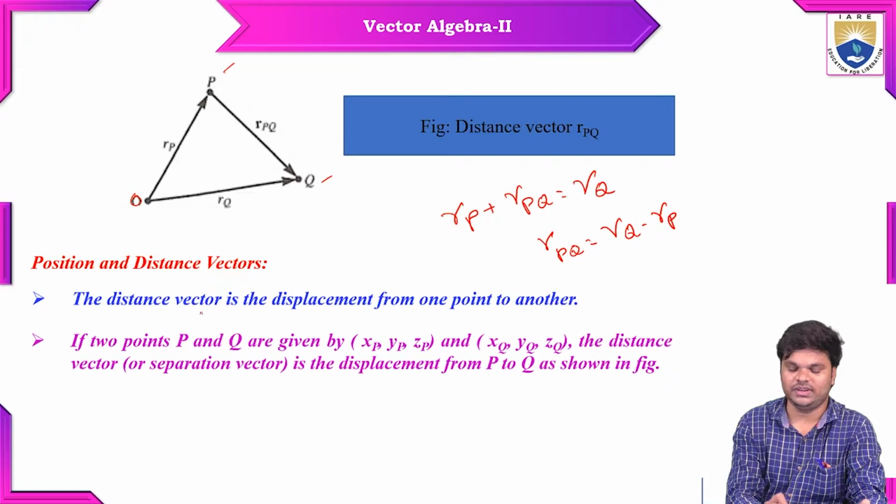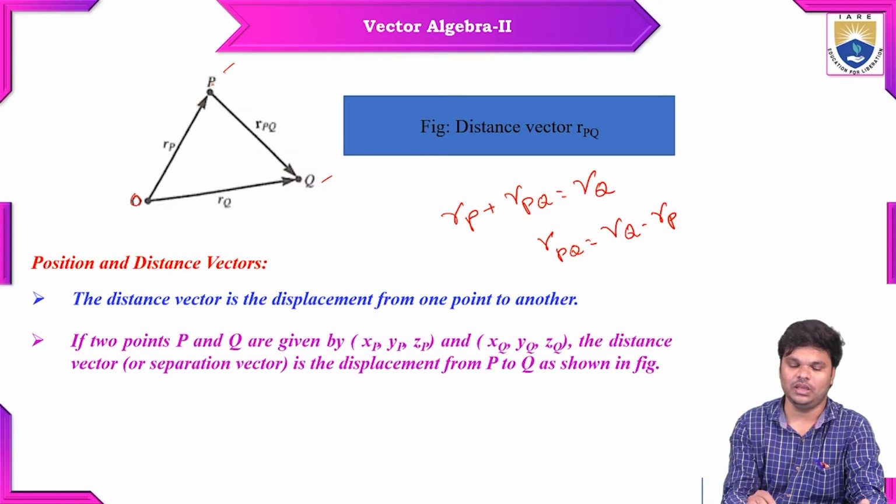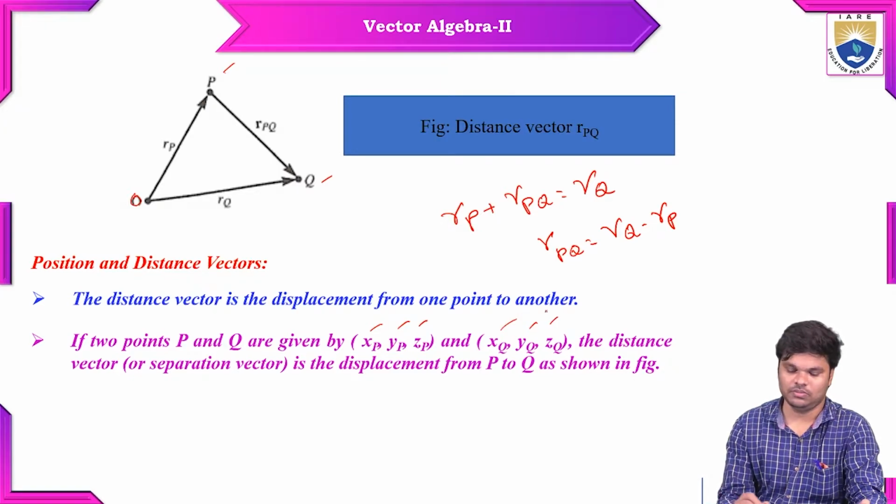This distance vector is the displacement from one point to another point. Here the first point is P and the second point is Q, so this distance vector is the displacement from point P to point Q. Let's consider that the coordinates of point P are xp, yp and zp, and the coordinates of point Q are xq, yq and zq. The distance vector, which is also called the separation vector, is the displacement from point P to point Q as shown in the figure.